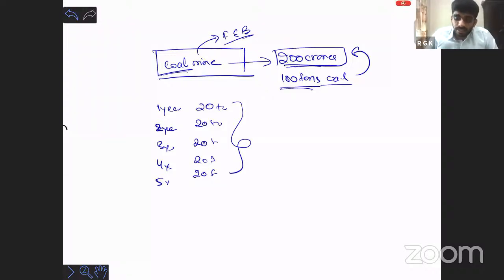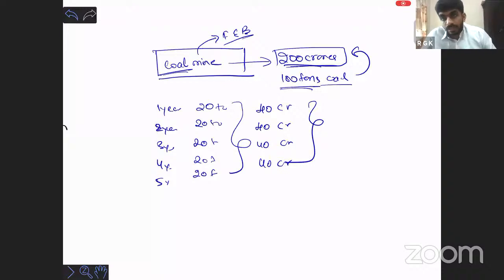You don't even need a calculator here, isn't it? Tell me fast. How much? 40 crore, 40 crore, 40 crore, 40 crore. So this is called depletion. Over a period of time, the value of the quarry goes on reducing. The value of the mine goes on reducing. So this is what is considered as depletion.